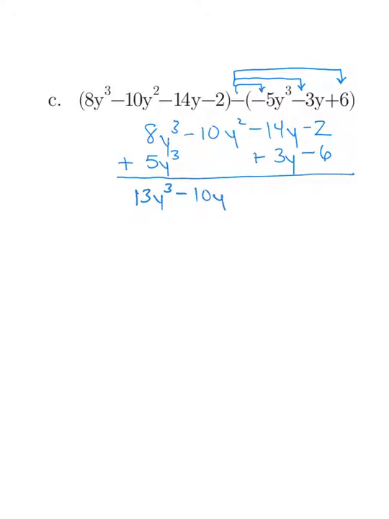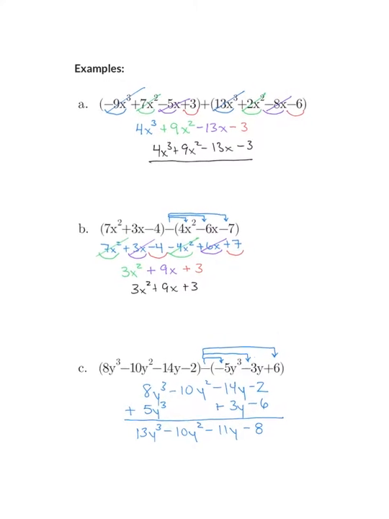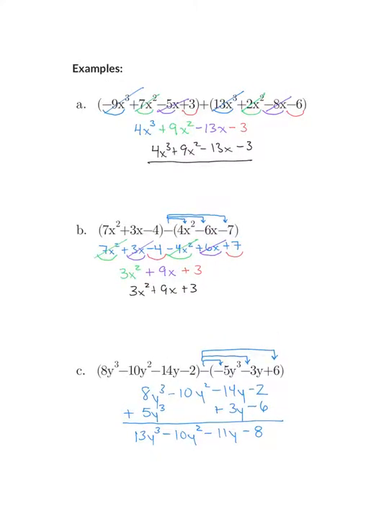I'm going to bring down my negative 10y squared. It has nothing to combine with. Negative 14 and positive 3 give me negative 11y. Because they have different signs, we subtract and keep the sign. Then negative 2 and negative 6 combine to give me negative 8. Same signs, we add and keep the sign. One of the benefits to doing this vertically is that you don't have to sit there and search for your like terms. They're already grouped together.